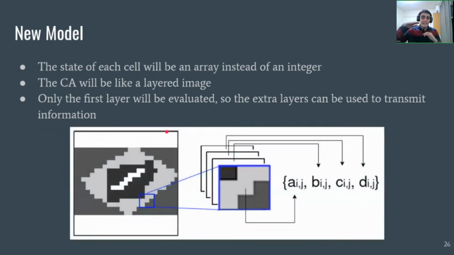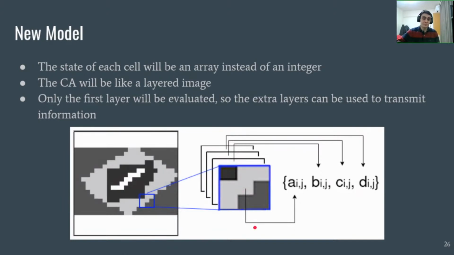But only the first layer will be evaluated. So the other layers can be used to transmit information. As you can see in this image, if I want to get the value for the cell in the middle of this neighborhood, I get the value for it for each layer and put it in an array. Then I repeat this process for each cell, getting an array for itself and the neighborhood.